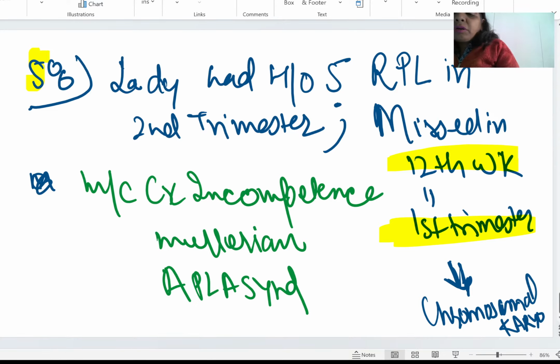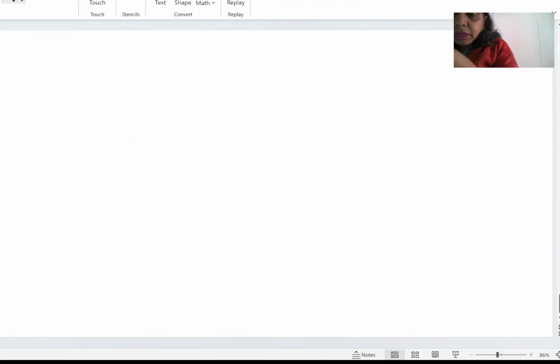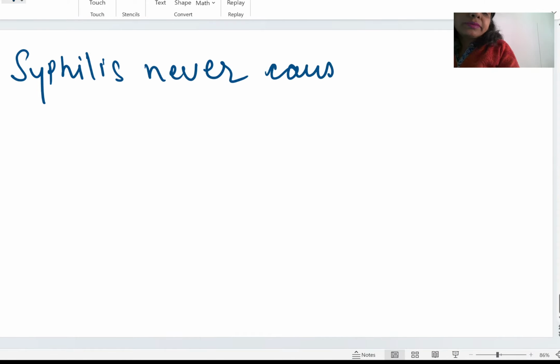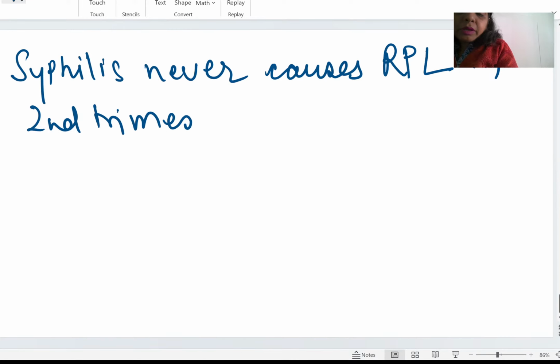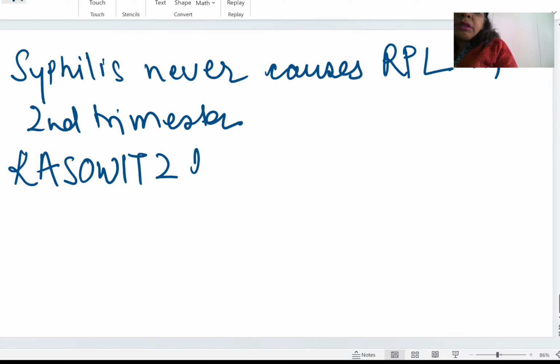Syphilis never causes recurrent pregnancy loss in second trimester. Please mark this slide, many times they ask you twisted questions. Why? Because you all know which law syphilis follows: Kasowitz law.